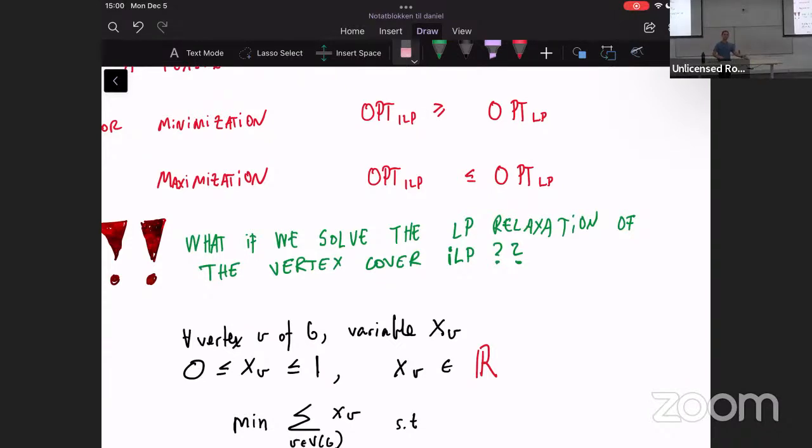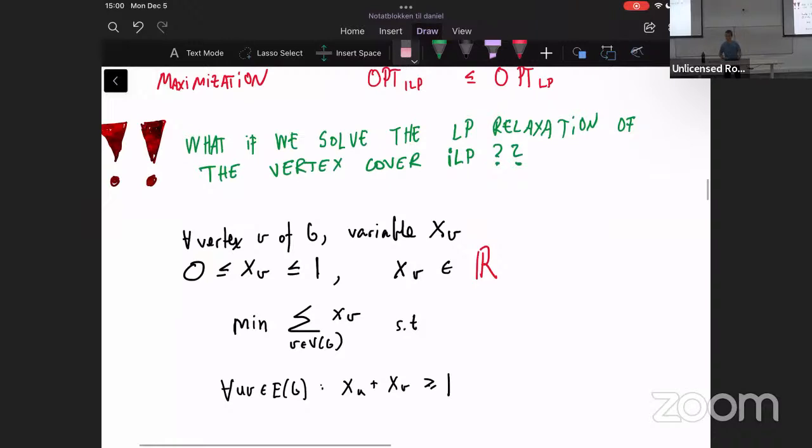So what happens if I take a graph, then I make a variable for every vertex. I say, well, it has to be between 0 and 1. I make a constraint for every edge. So for every edge in G, x_u plus x_v has to be at least 1. And now I tell my LP solver, please solve this. Now, if I'm really, really lucky, and the LP solver comes back and gives me values to the x_v's that are all integers, so either 0 or 1, perfect, right? Then I have actually an optimum vertex cover to my original graph.